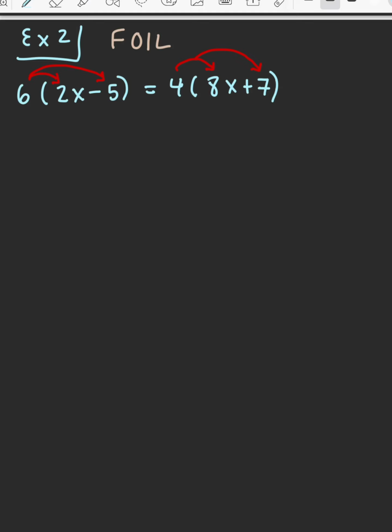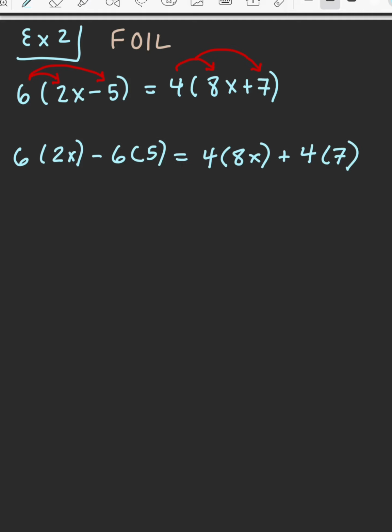So if we do that, it will be 6 times 2x. I'll just put it here in parentheses to make it easy. Now 6 times 2 is 12, and we just leave the x as is, minus 6 times 5, which is 30, equals 4 times 8, which is 32, and you just bring down the x, plus 4 times 7, which is 28. Now, what are we going to do?